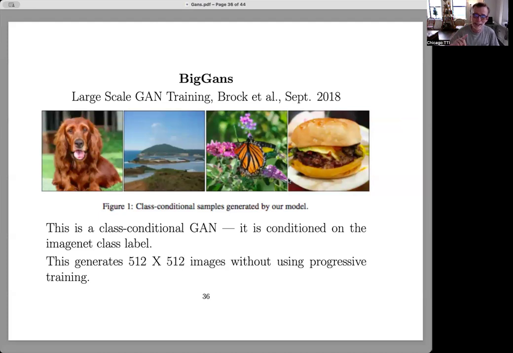So class conditional means that you train a GAN for dogs. You train a GAN, a completely different GAN for scenery. You train a completely different GAN for butterflies.